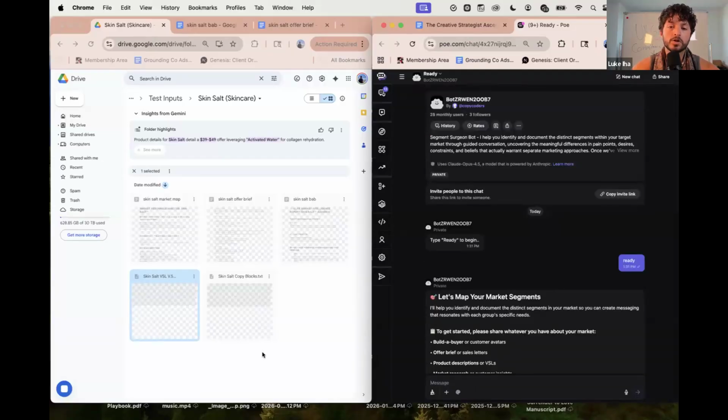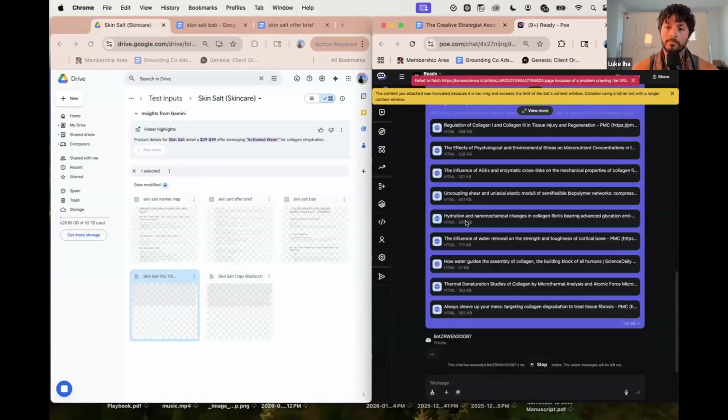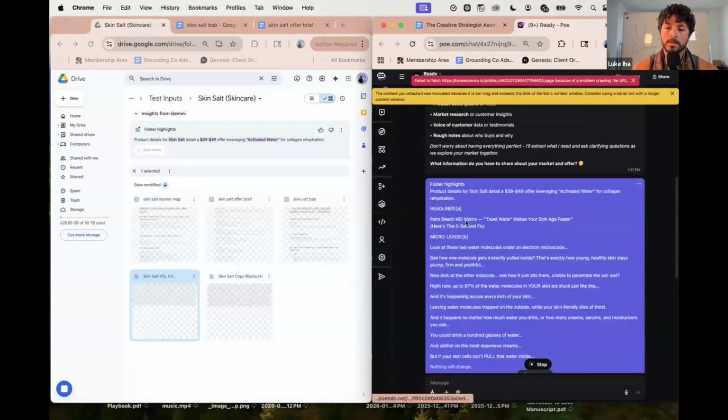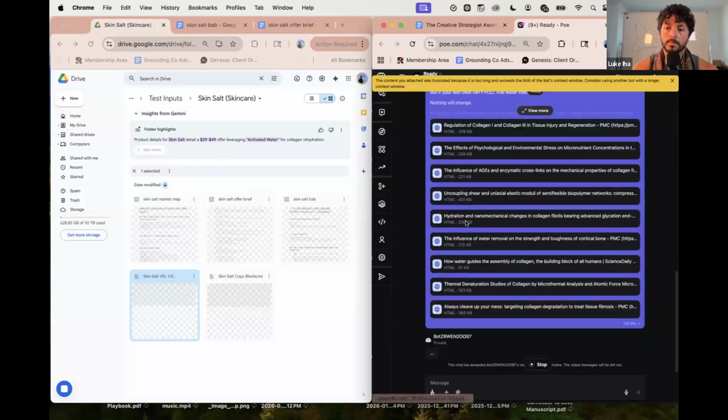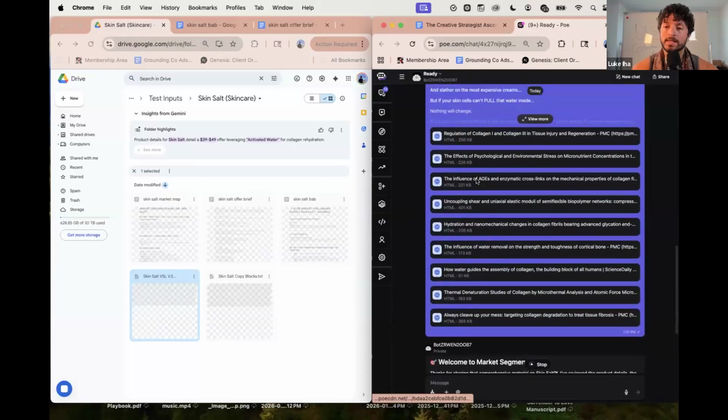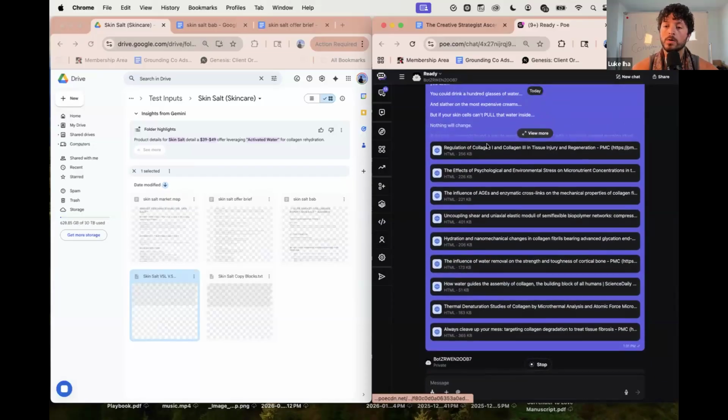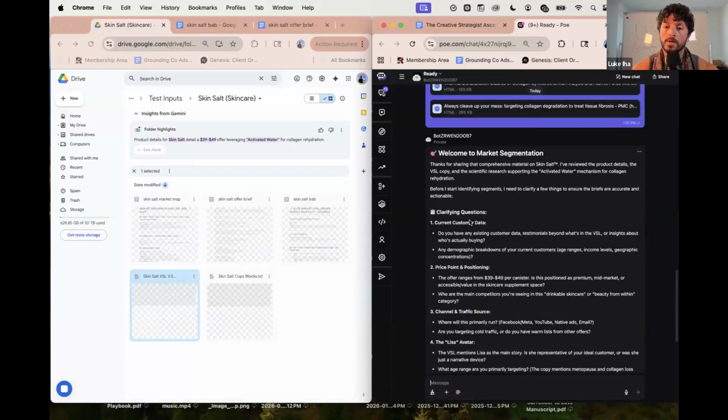And to be honest, my favorite source of information is really the VSL and the ads themselves. I really like that kind of information. One little thing too, you can see I put in these links. Typically, if you put links inside of Poe, it's going to try to read all the links, which will eat away at its context window. So if I were going to really do this effectively, I would probably go through and clean out all the other ones.